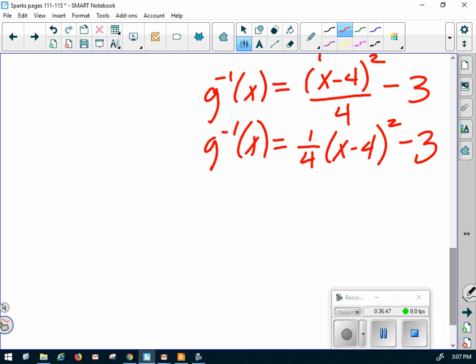We don't call it a squash. I don't think Miss Seegert would approve of the word squash. Vertical compression or shrink by a factor of a fourth. What else? Right 4 and down 3.